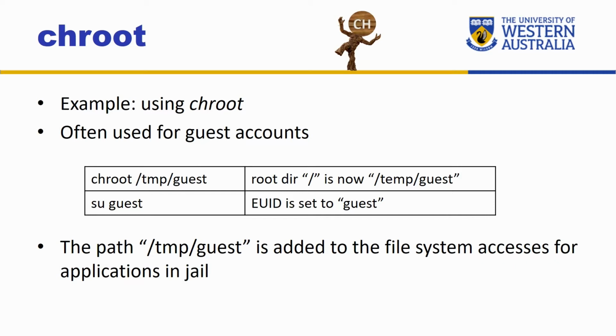So this can be created. We can create a chroot onto /temp/guest, and this will form the root directory for the guest. Now we can switch user to the guest, which will set the user to the guest. So the path, /temp/guest, is now going to be added to the file system for the applications in jail. We call it a jail to isolate all those things that are happening with the guests to be within the boundaries that we set. In order to set up the chroot, you will require the root privilege to do so.